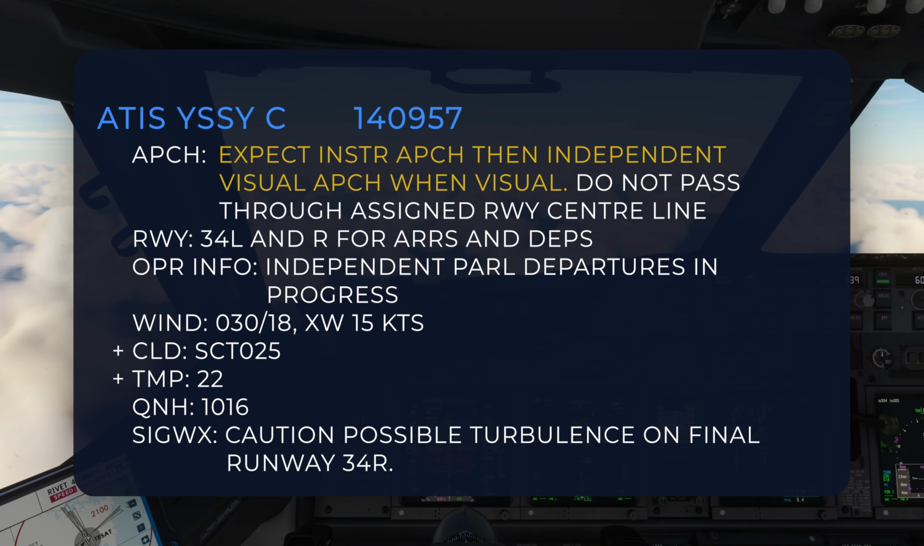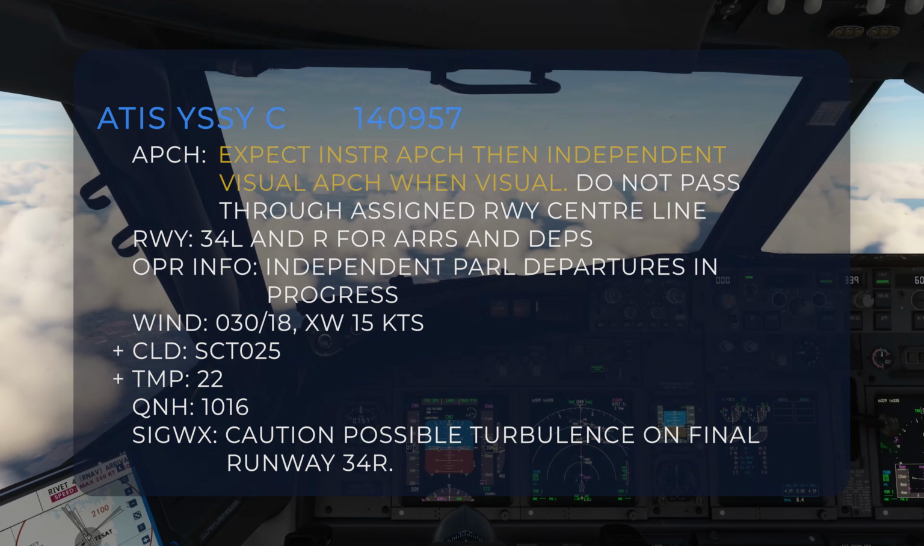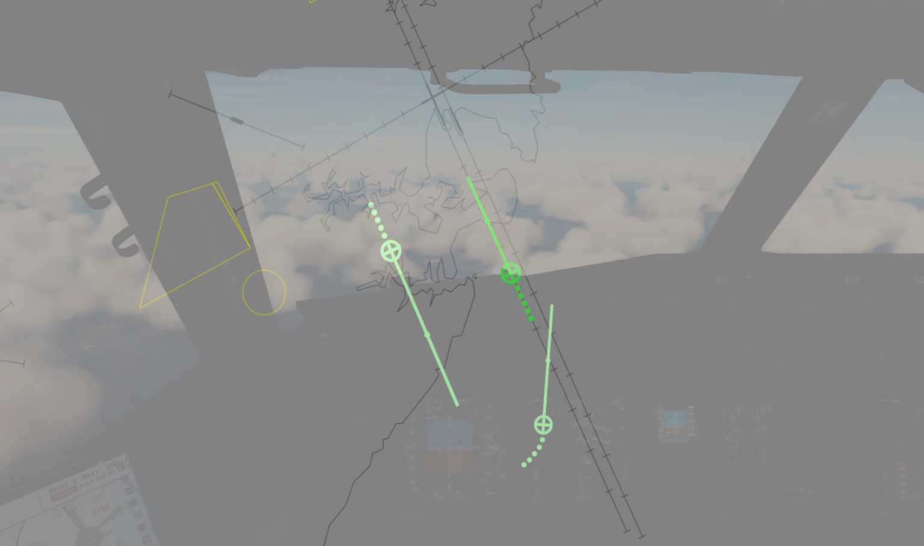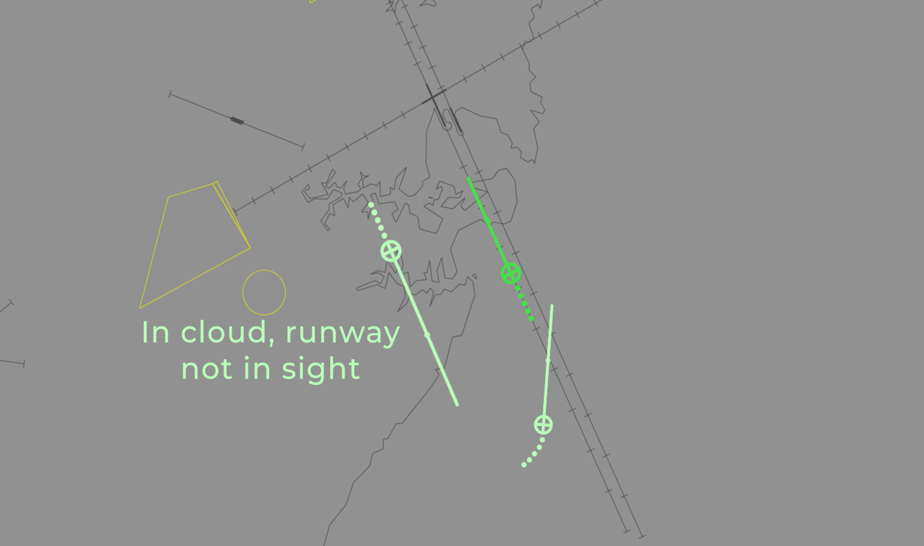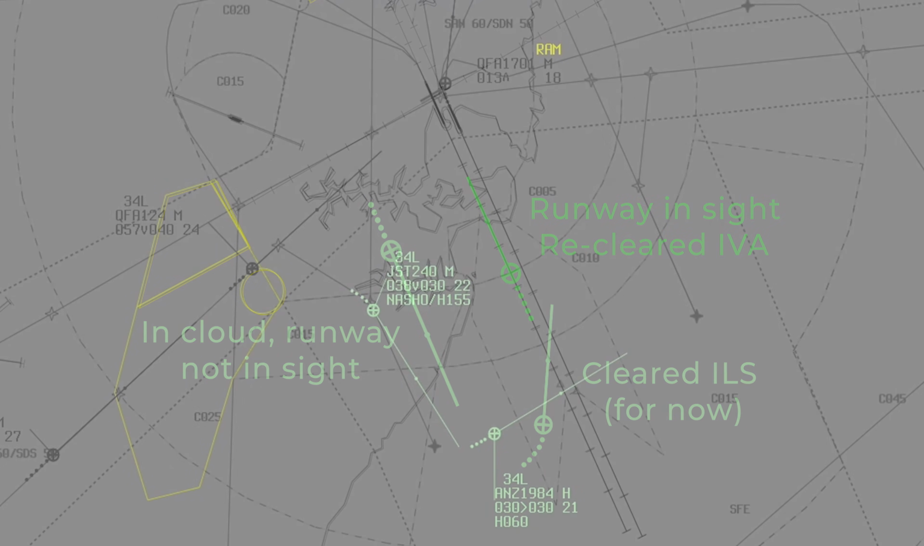If you're told to expect ILS approach, then independent visual approach when visual, it's likely that the cloud is low enough that you won't have the runway in sight on your base leg, and will therefore be instructed to track via an instrument approach until you are below cloud and become visual. From that point, you will be re-cleared the IVA and may proceed visually.